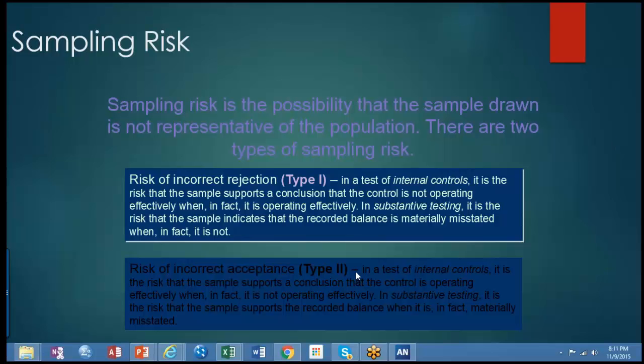Okay, so in a type 2, in the test of controls, it's the risk that the audit sample supports a conclusion that controls are operating effectively when in fact in reality they are not. From a substantive procedure, a type 2 error is when we're saying that there are no material errors in this account balance when in fact there is something of materiality.